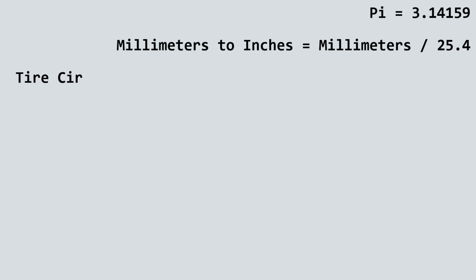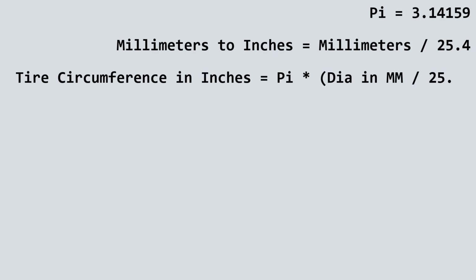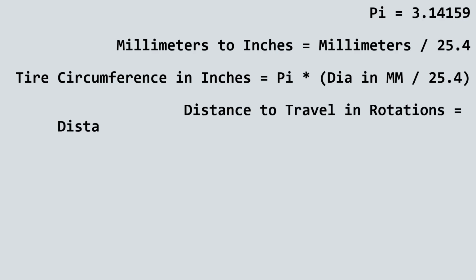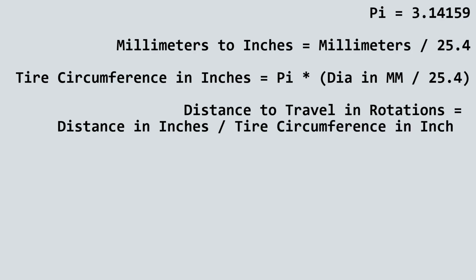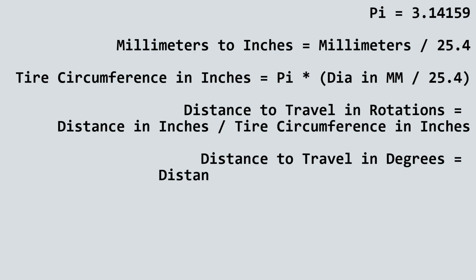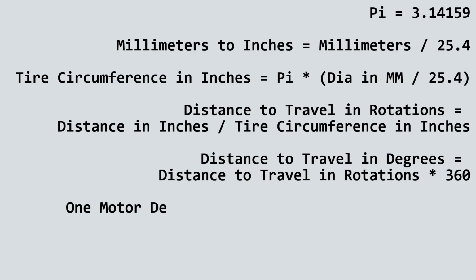What did we learn today? Pi equals 3.14159. Millimeters to inches equals millimeters divided by 25.4. Tire circumference in inches equals pi times diameter in millimeters divided by 25.4. Distance to travel in rotations equals distance in inches divided by tire circumference in inches. Distance to travel in degrees equals distance to travel in rotations times 360 degrees.